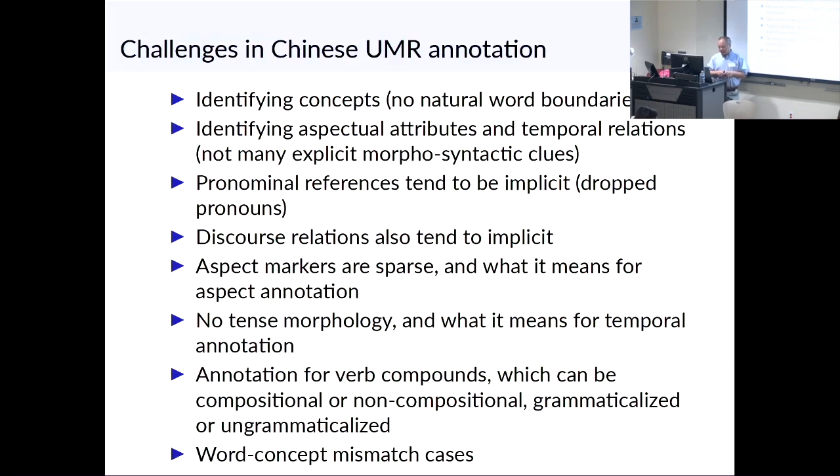And the other thing is that the discourse relations also tend to be implicit. So this is probably not an unrelated phenomenon, right? It's morphologically poor. You drop a lot of things, and when you drop pronouns, you are also likely to drop discourse connectives as well. So they are like function words, and in general, they tend to be dropped if possible.